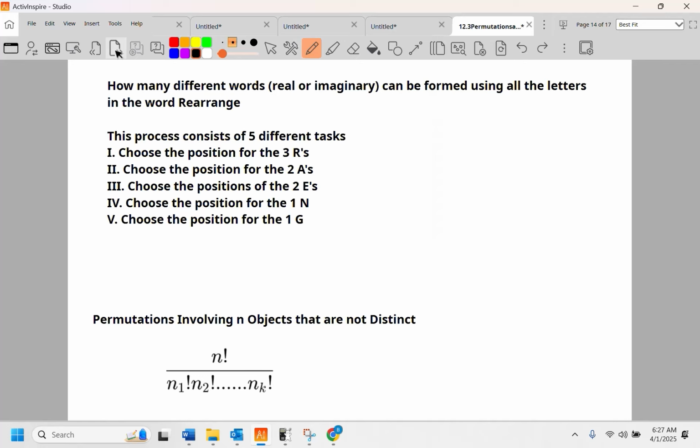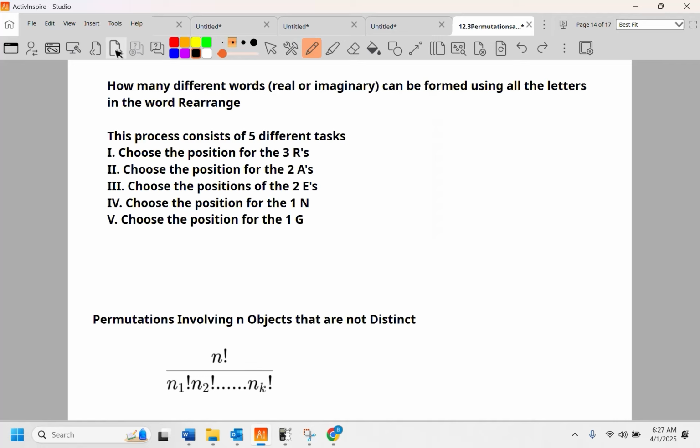How many different words, and of course you've never seen it, I say it's old. How many different words, real or imaginary, can be formed using all the letters in the word rearrange? And the process is 5 different tasks. First, you're going to choose a position for the 3 R's. Then you're going to choose a position for the 2 A's. Then the positions for the 2 E's. Then the position for the 1 N, and the position for the 1 G.